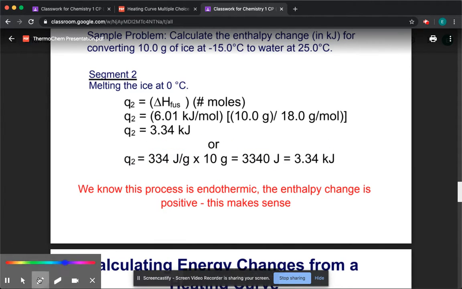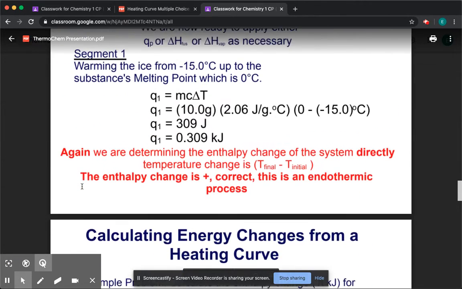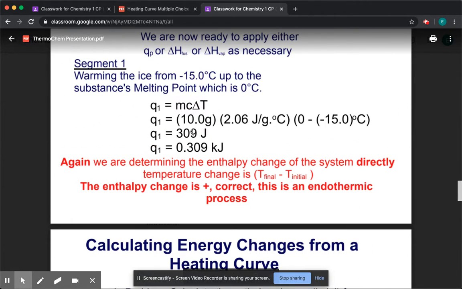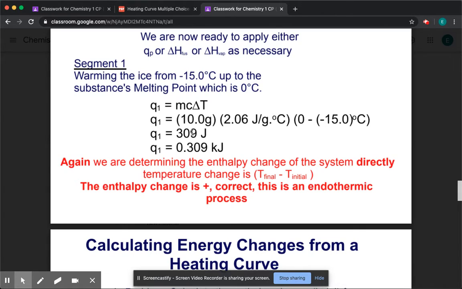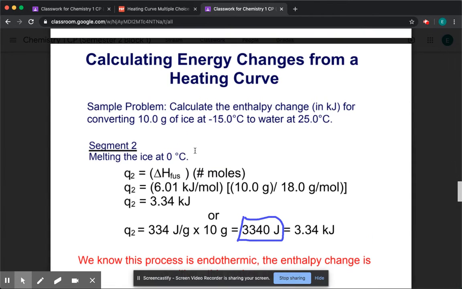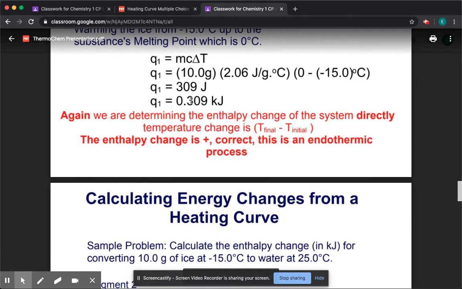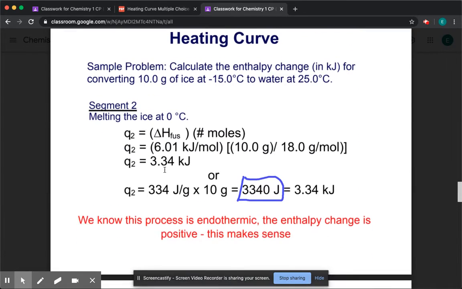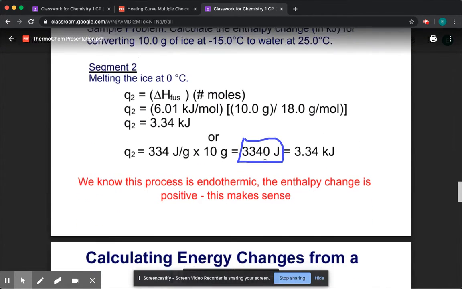Okay, so in this case, it's 3,340 joules to melt the ice. Okay, I want you to notice that heating up took a lot less energy than melting. Okay, transitions always require a lot more energy than it does to heat things up. Okay, transitions take a lot of energy. So going from solid ice to liquid ice, that's how much energy we used up.